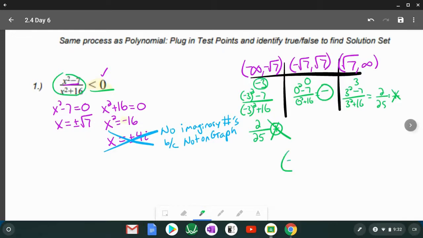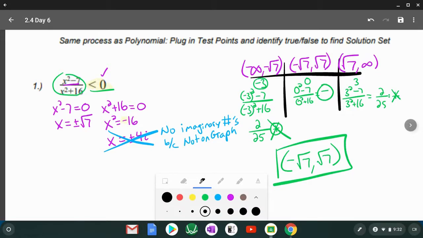So our solution set here would be negative root 7, square root of 7, and all those numbers, not including those on the edge. Now again, just like we did yesterday, you have to read the instructions, but some may allow a calculator.